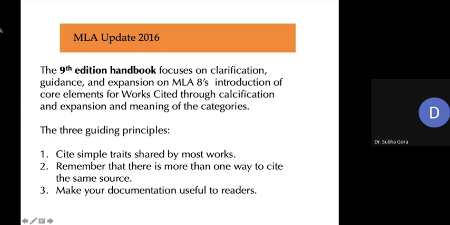So the first principle: while retaining the overall system of core elements, which the MLA style sheet 8th edition has put forth for documentation, it also clarifies and expands on the meaning of each of the categories, be it source, be it author, be it title of the container, version, contributor, n number of different contexts of documentation. So the writer must examine and document based on the set of universal principles, which we would be looking into.